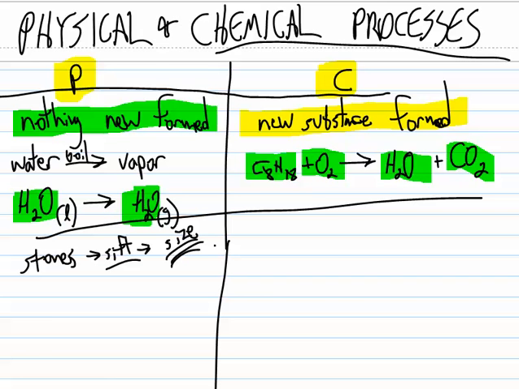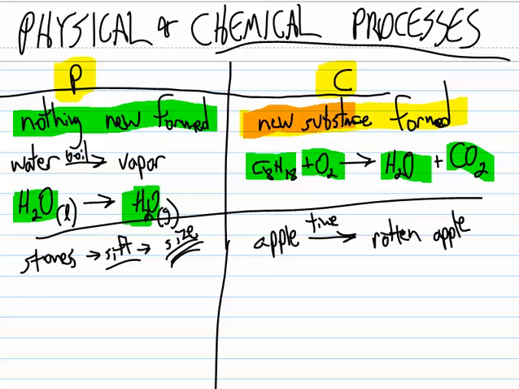One more example of a chemical process. Let's say you've got an apple, and as the apple sits for a long time, you wind up with a rotten apple. How do you know that that is a chemical process? You know that that's a chemical process because the rotten apple is not made of the same substances that the apple was made out of. So you wind up with a new substance. The apple has become a rotten apple. So it has changed into a new substance.